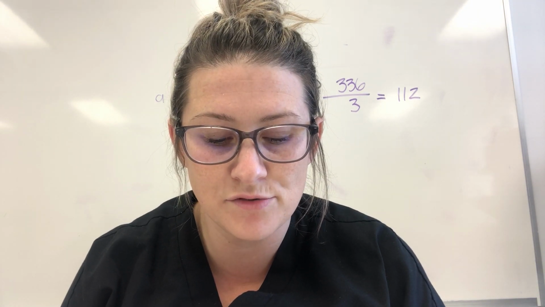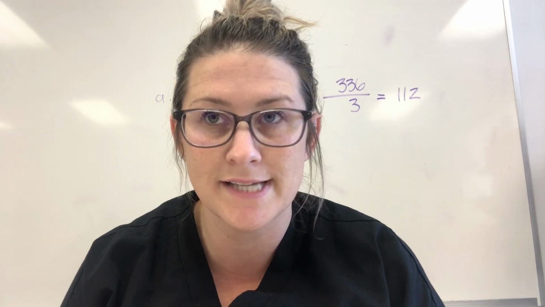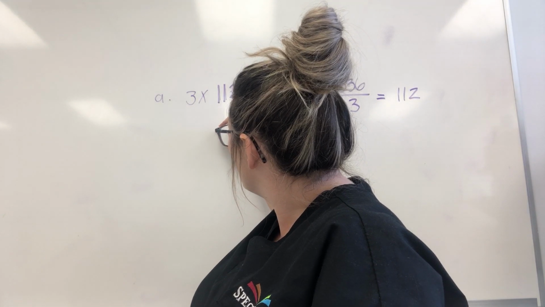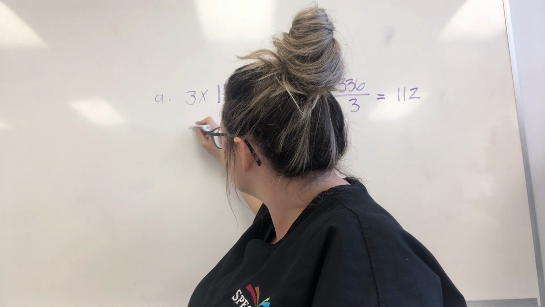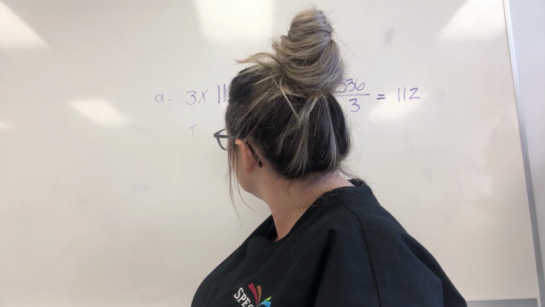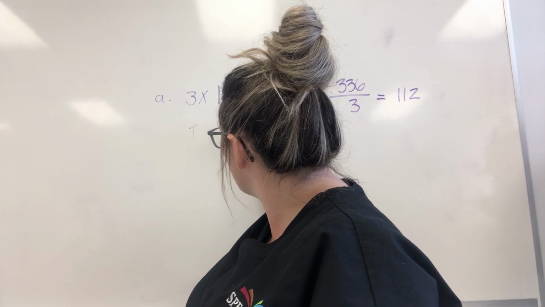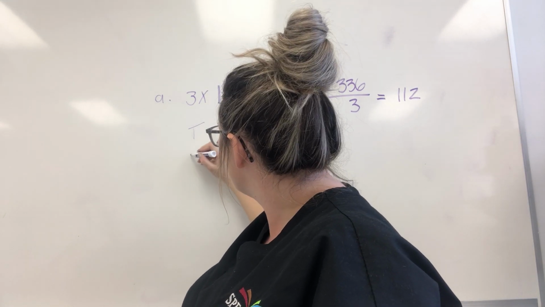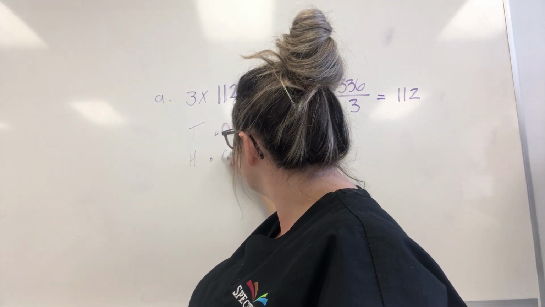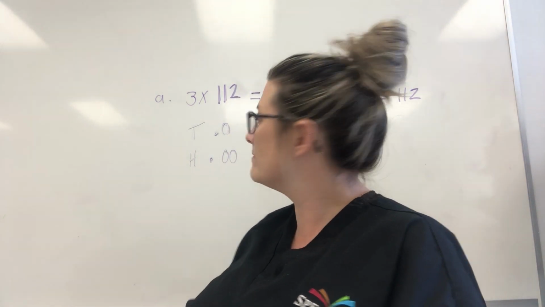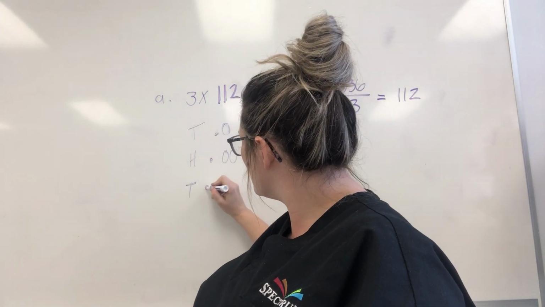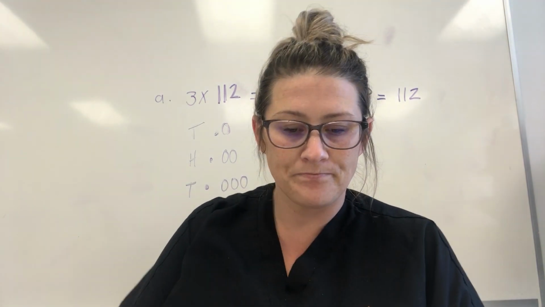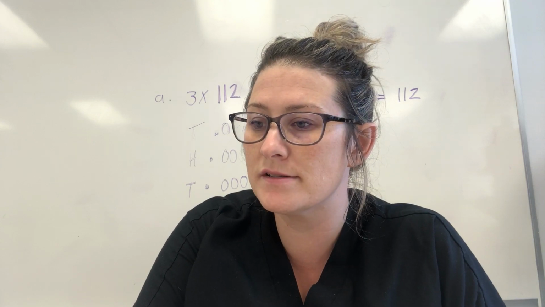How many places do you show after the decimal point for tenths? For tenths is 1. You show 1 after the decimal point for tenths. Sorry, my marker is dying. For hundredths, you show 2 places after the decimal. For thousandths, you show 3 places after the decimal. Okay? I am going to read you some numbers.